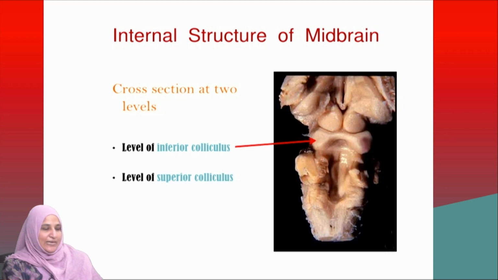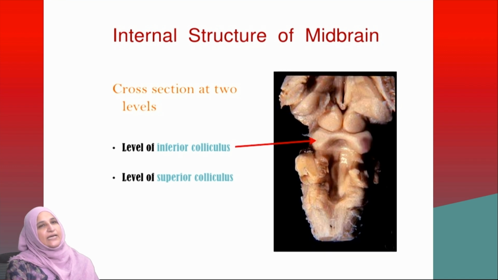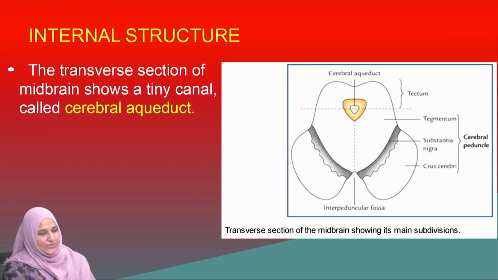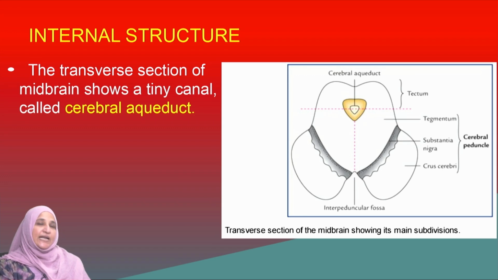So today I'll be talking about the internal structure of the midbrain. The midbrain is studied at two levels. One is at the level of the inferior colliculus and the other is at the level of the superior colliculus. In common, the internal structure features are seen at both levels.